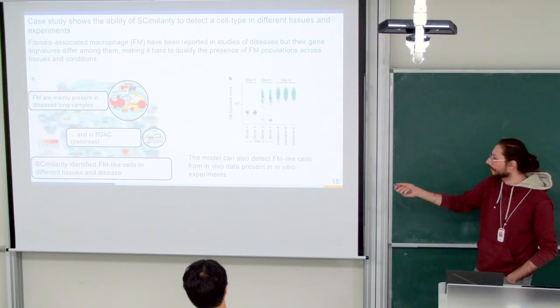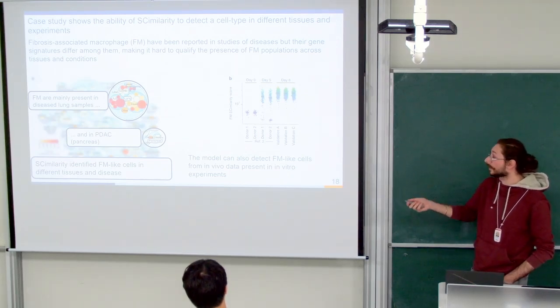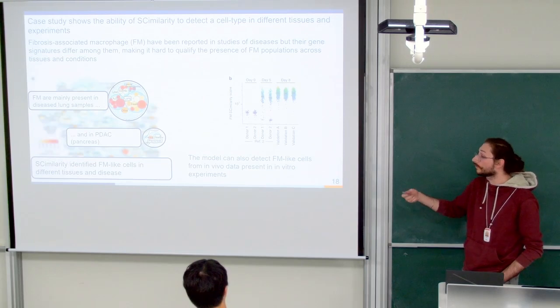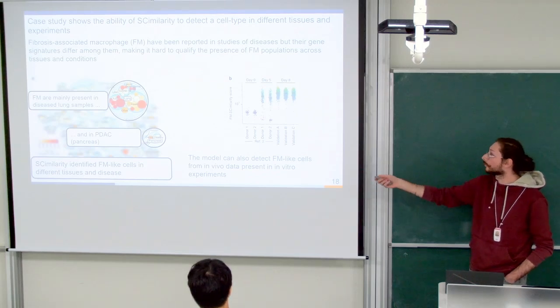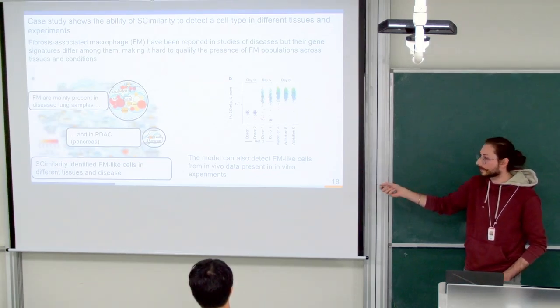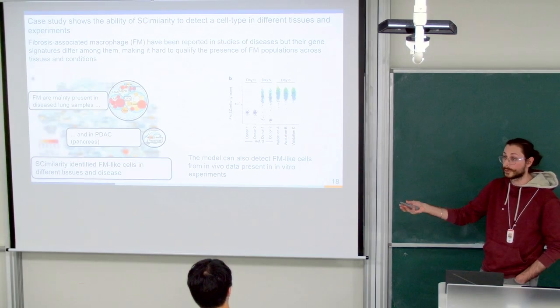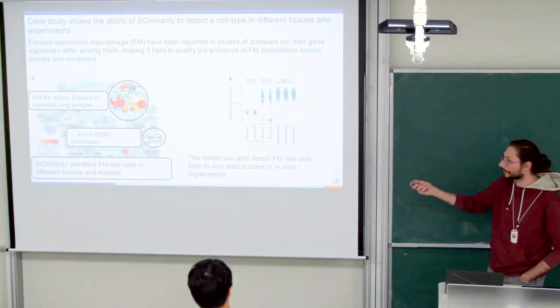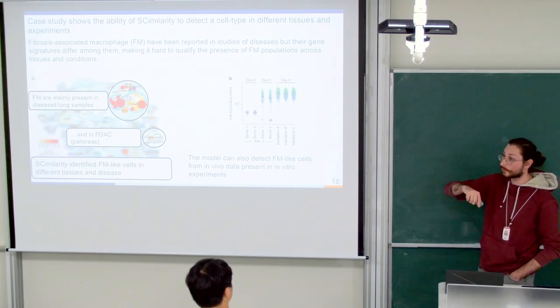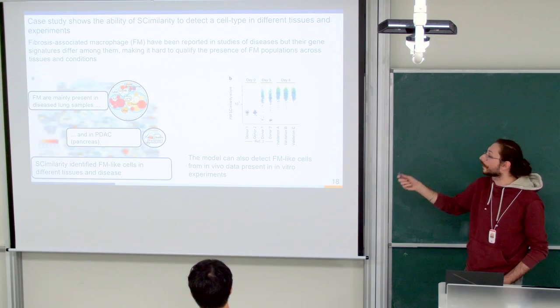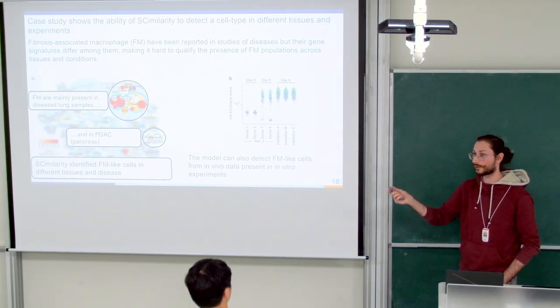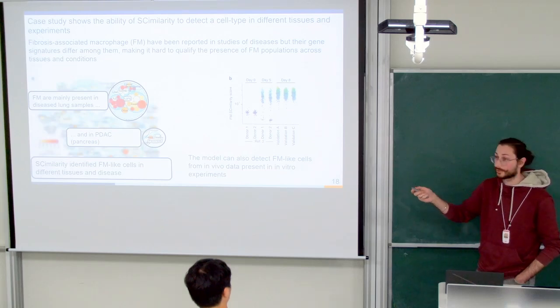So they did that, and they were able to find some in vitro experiment where a population of cells were present. So let's recall these FM-like cells profiles were gathered from in vivo data. So that shows that they are able to bridge the in vivo in vitro gap, which is highly valuable. But also they are able to say at which day of culture we observe these cells.